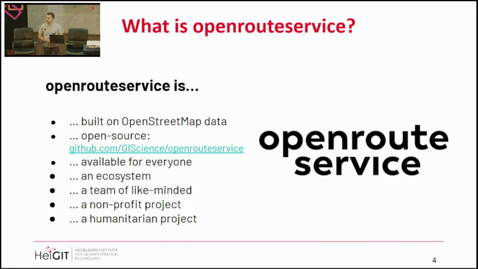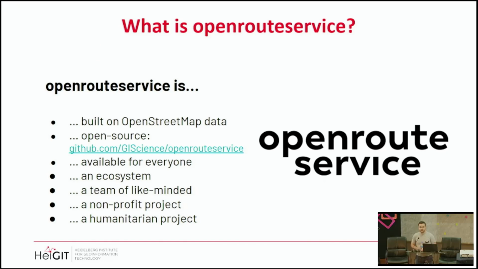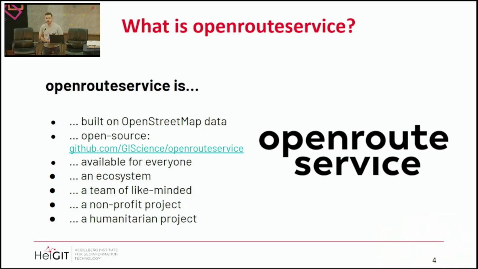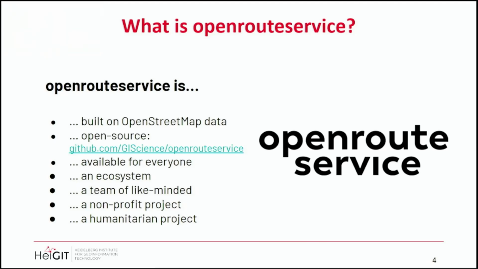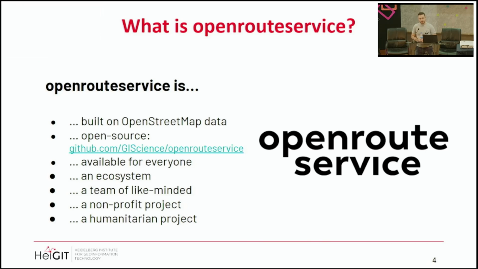So OpenRouteService is a routing engine that is completely built on OpenStreetMap data. We are open source, so anything we do can be accessed and set up by everyone. It became over the years more an ecosystem where we combined other open source tools in a smart way to really bring mobility analysis to everyone. Behind that is a team of, it depends on how you count it, but 7 to 12 people. And we are generally a nonprofit organization, and we work mainly for humanitarian causes, which also includes the OSM community.